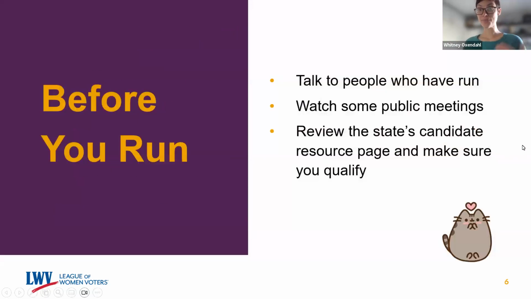All right, so some things to do before you run. Talk to people who have run. You can reach out to someone who is in office, even if it's for a different office than what you're considering running for. Talk to some people who have run before so you get an idea for what it took to run in a campaign. And it will be different if you're running opposed, so someone's running against you, or if you're running unopposed, then that kind of campaigning looks a little different.